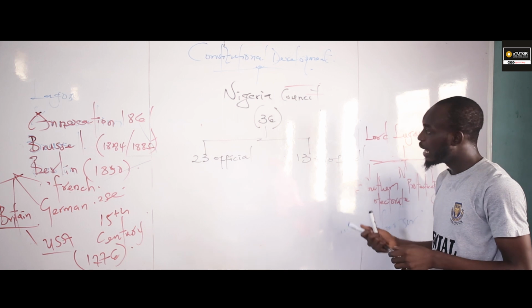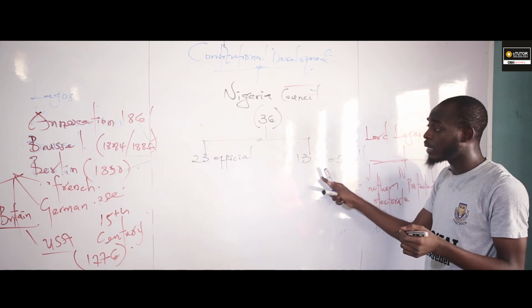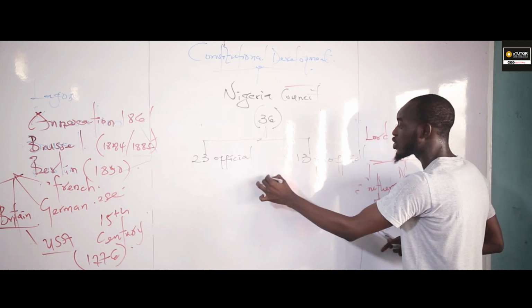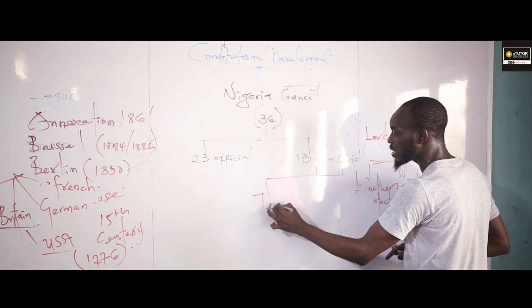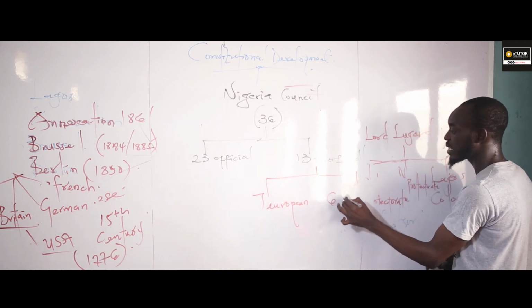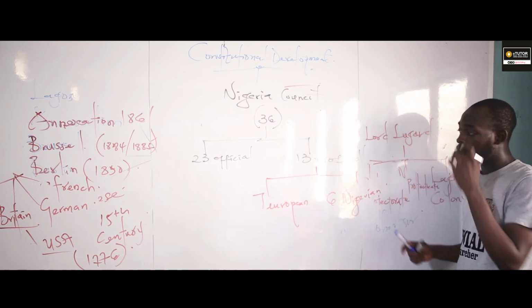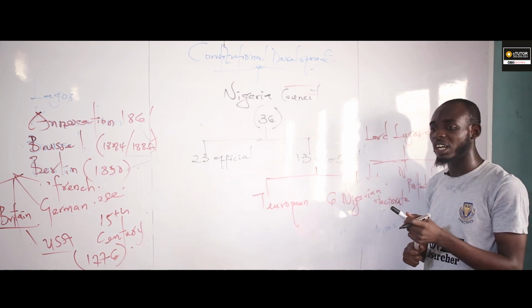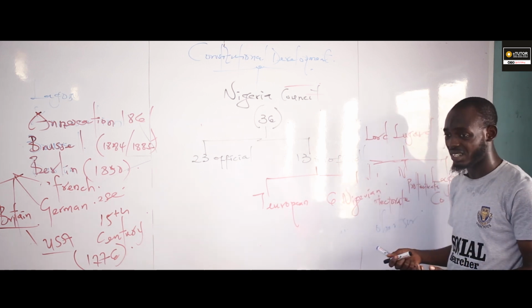Do you understand? Now, these 13 unofficial members were further subdivided into two. We have 7 representing the Europeans, and 6 representing Nigerians. Don't forget, these 13 unofficial members were less privileged. That is, they had less advantages.